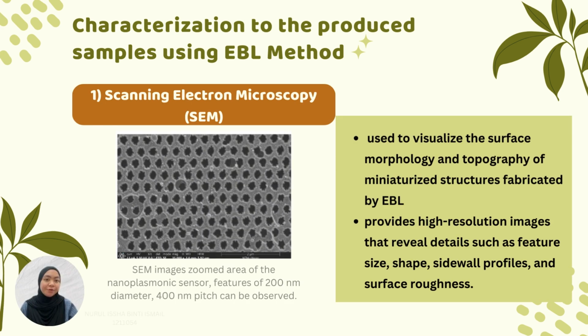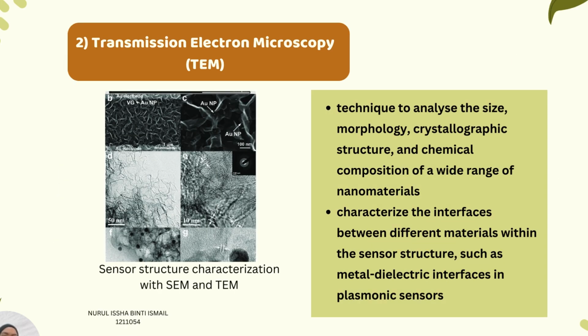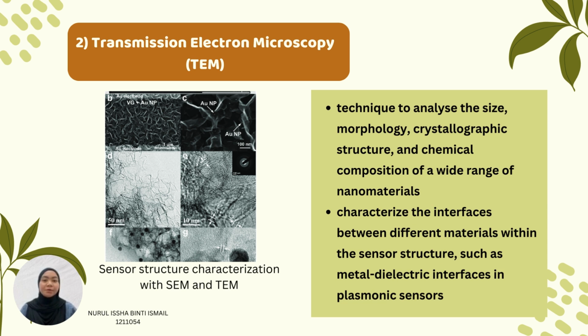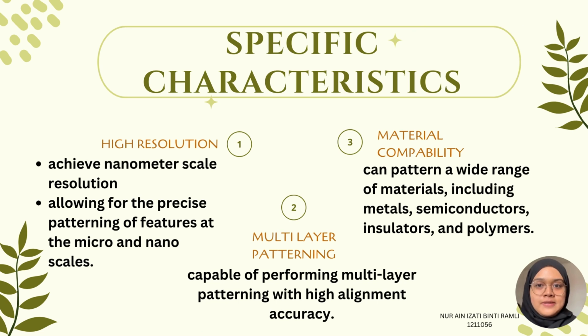Next, characterization of EBL samples involves scanning electron microscopy (SEM), which displays surface morphology and topography of miniaturized structures with high resolution, revealing details like feature size, shape, sidewall profiles, and surface roughness. Next, transmission electron microscopy (TEM) is a useful technique for analyzing nanomaterials, size, morphology, crystallinity, and composition, including metal dielectric interfaces in plasmonic sensors. Let's learn about specific characteristics of electron beam lithography.